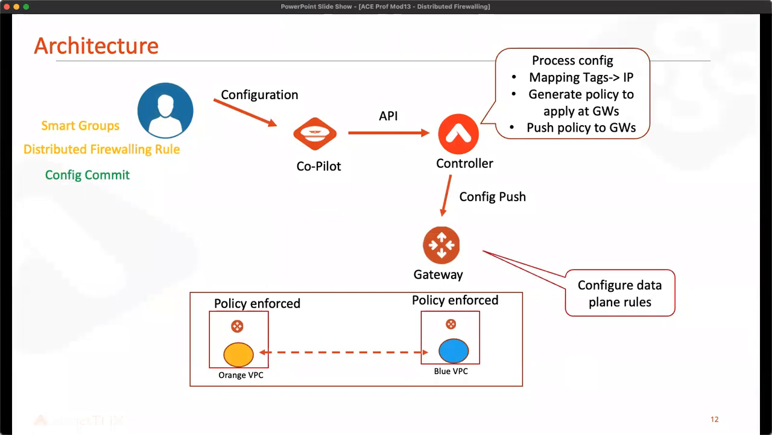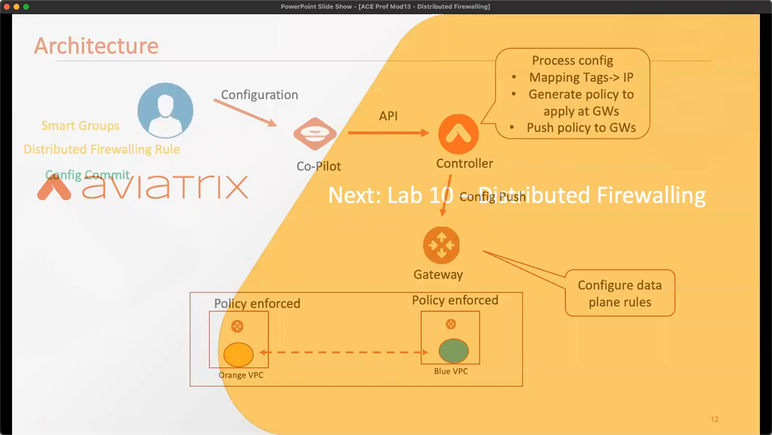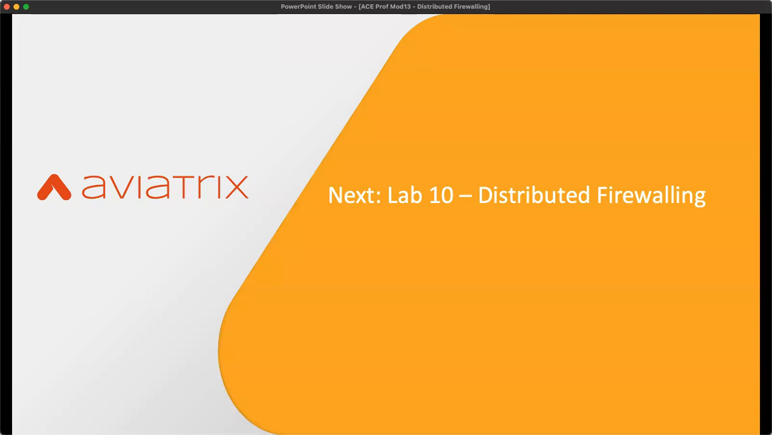So in a nutshell, what we're doing is configuring the smart groups, configuring the distributed firewall rules, and doing the commit. Behind the scenes, the controller is deciding where to enforce the policy. Does it enforce it on the gateway or on the CSP constructs? Okay, so now we are going to move to the distributed firewalling lab.